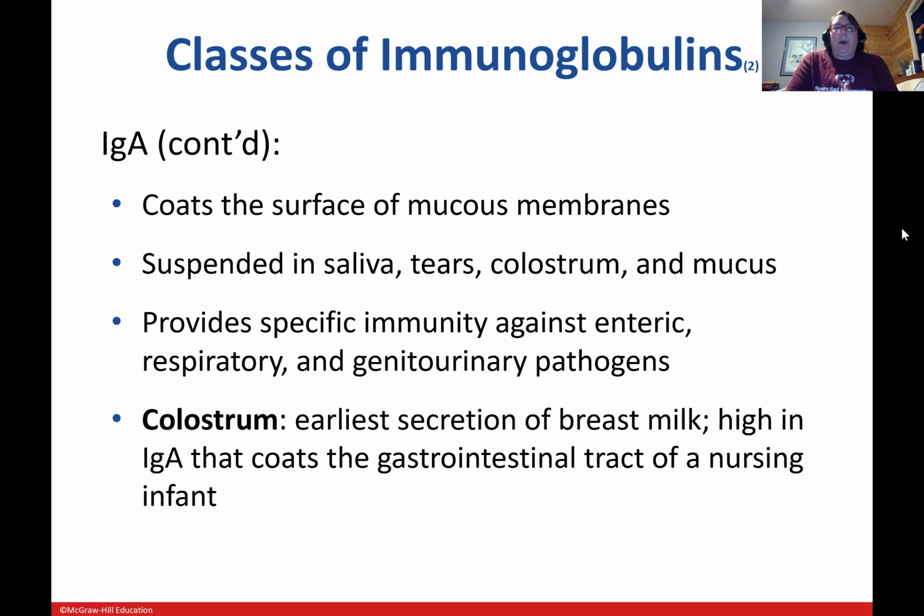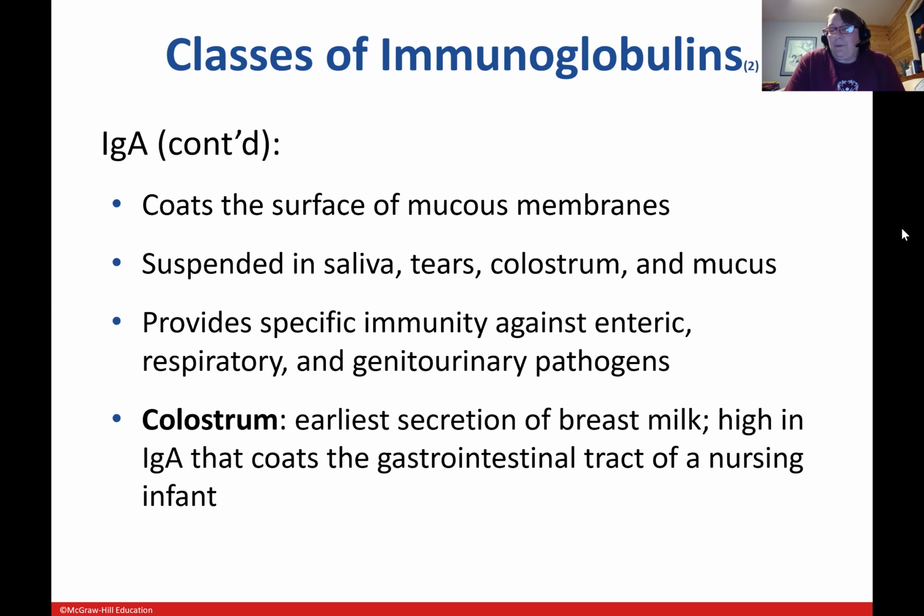Okay, so IgA coats the surface of mucous membranes because those, of course, are exposed mostly to outside air. Those IgA dimers are suspended in saliva, tears, colostrum, and mucus, and provide immunity against enteric, respiratory, and genitourinary pathogens. I wanted to point out that colostrum is the earliest secretion of breast milk, and it is very, very high in IgA, which in turn coats the gastrointestinal tract of a nursing infant.